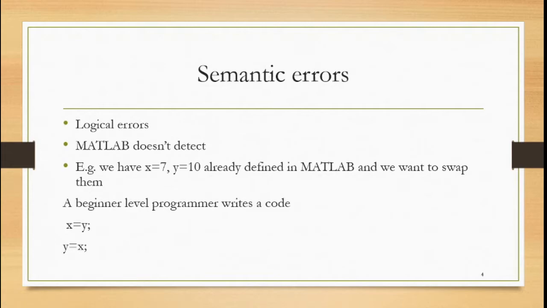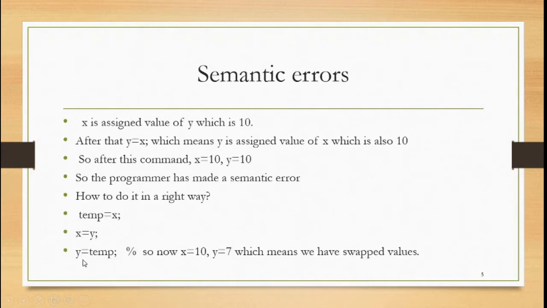A typical example is, for example, if we want to swap two values, we have two variables x is equal to 7, y is equal to 10 that are already defined in MATLAB. Now, for example, there is someone who is a beginner level programmer. He writes code x is equal to y and y is equal to x. And then when he finds the output, now x is assigned the value of y which is 10. After y is equal to x, y is assigned the value of x which is also 10. So after this command, x will be 10, y will also be 10. He wanted to swap the values, instead he is not getting the desired output.